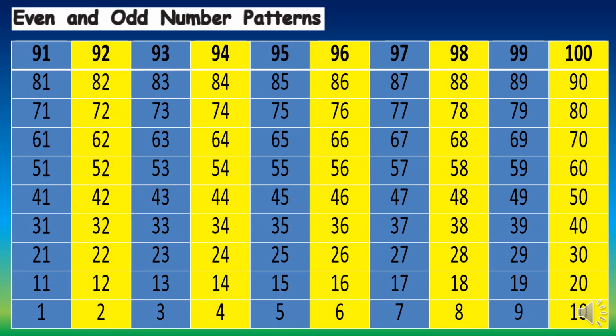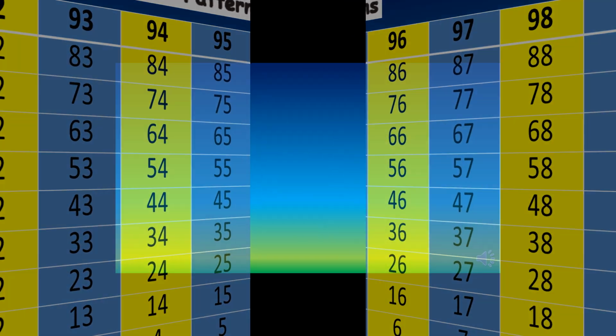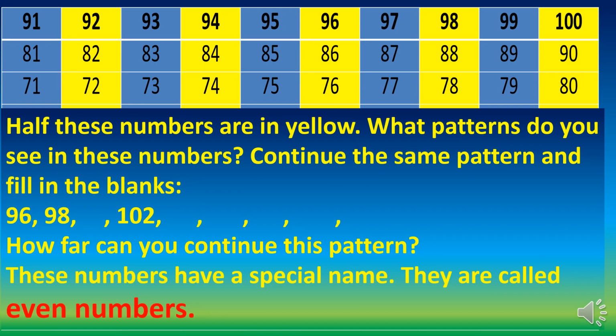Even and odd number patterns. So here you can see 1 to 100 is written. So half of these numbers are in yellow. What patterns do you see in these numbers? Continue the same patterns and fill in the blanks.